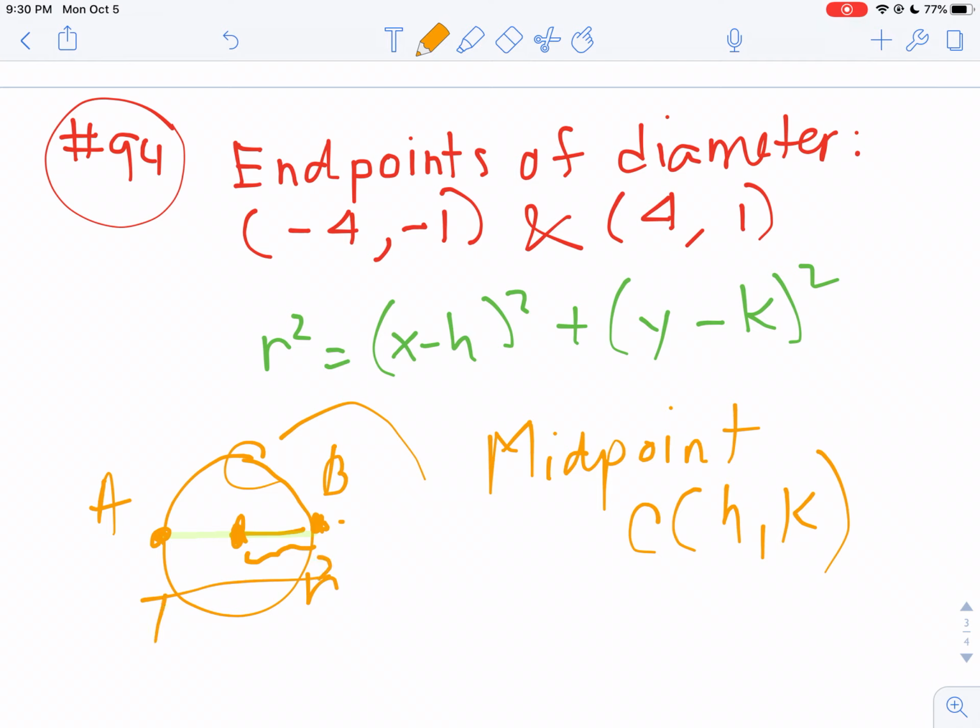Okay, so I'm going to leave you here, have you try this out, and if you don't get it, then I'll do it for you. But I think that should be enough information for you to recall what to do and be able to write the equation of this circle.